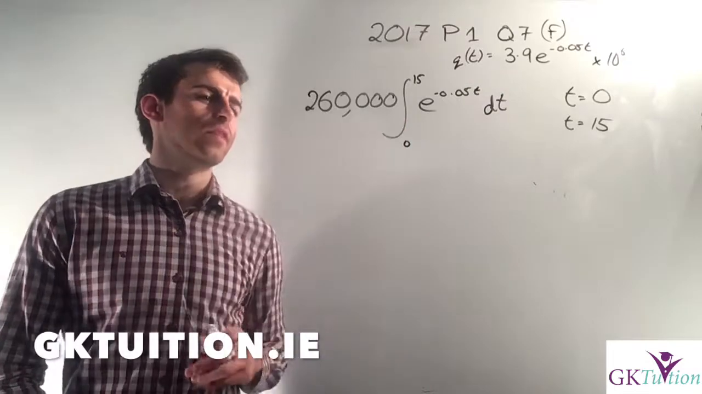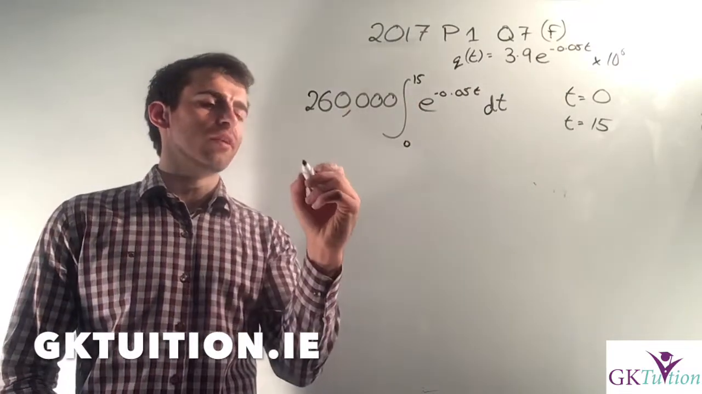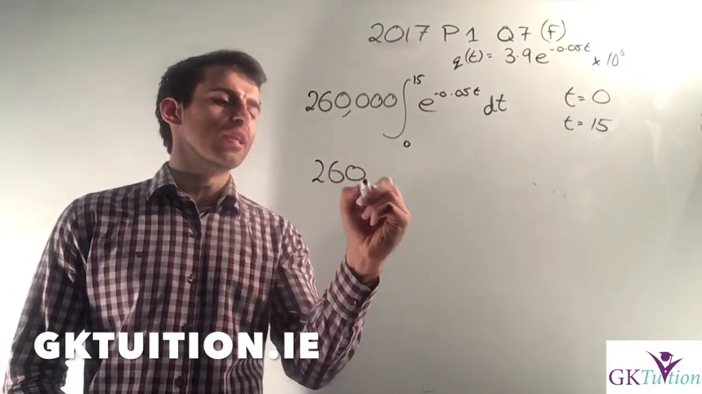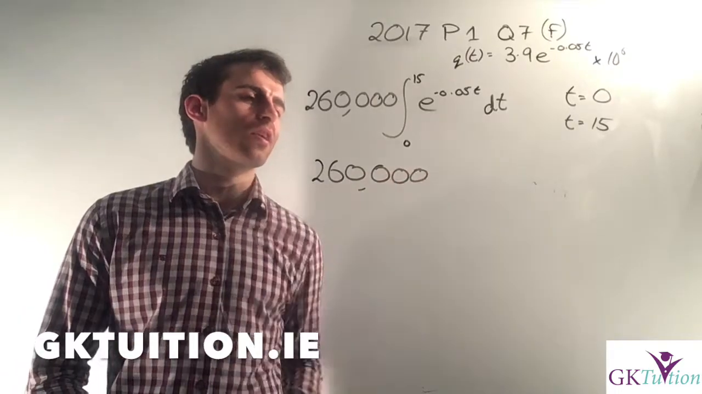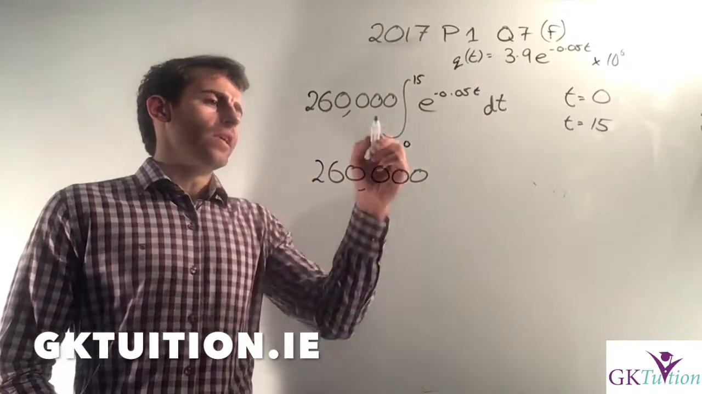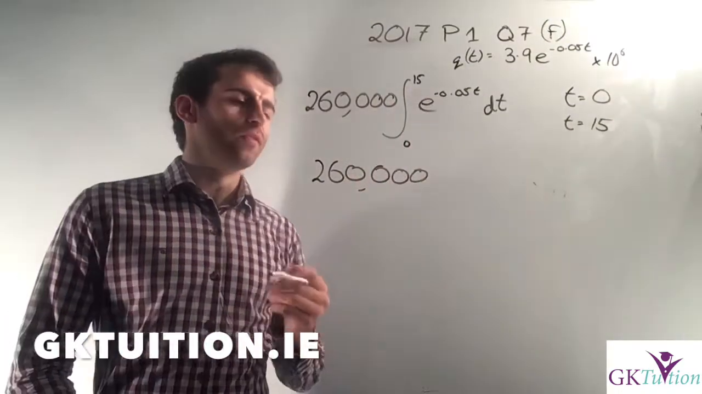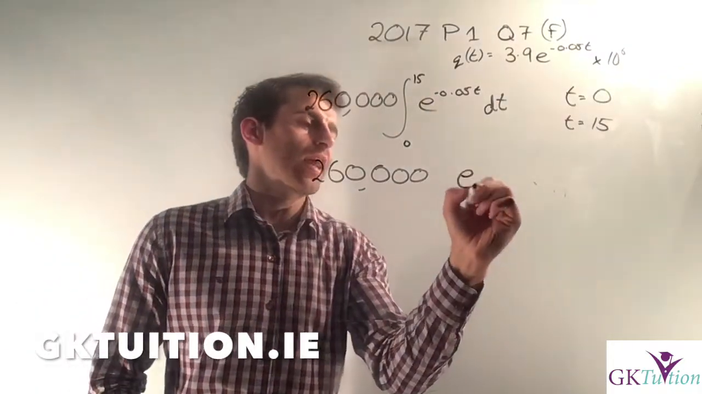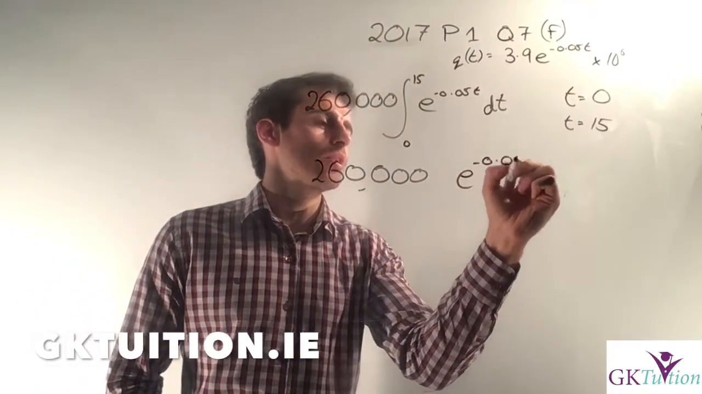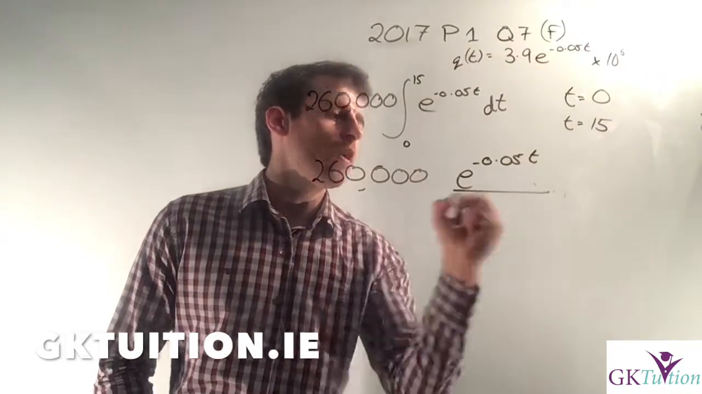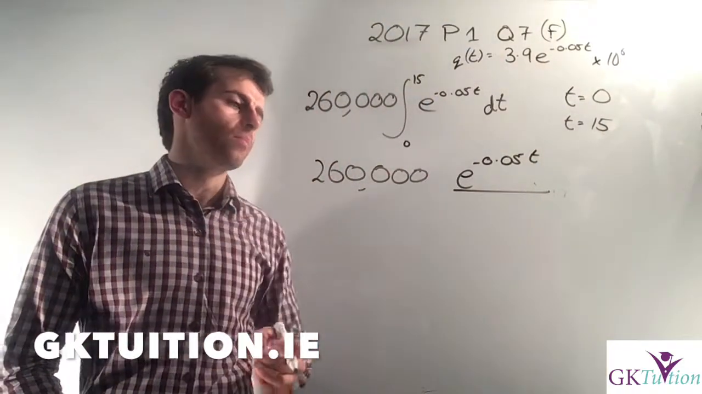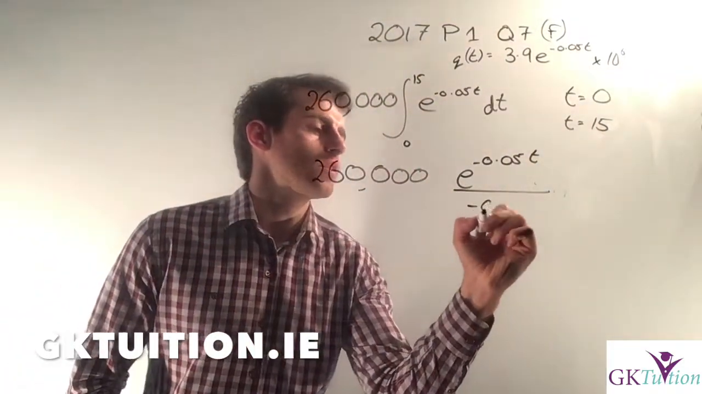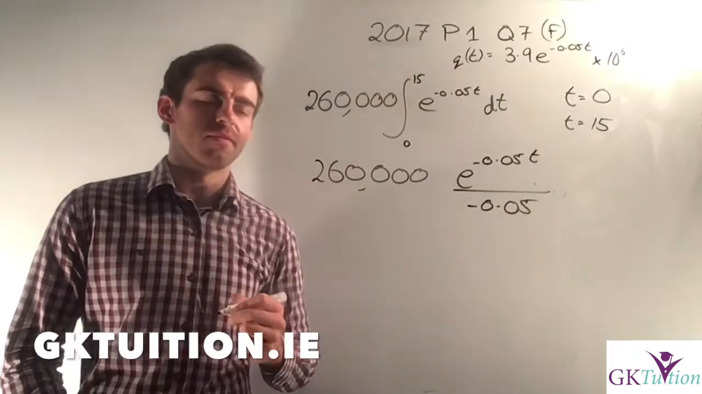Okay, so we left off at this point, and in the next line now I'm going to integrate. So I can leave the 260,000 outside. The integral of e to minus 0.05t, well, it just stays the exact same. It's e to the minus 0.05t, and then you divide by the number in front of your t. So I'm going to divide by minus 0.05.